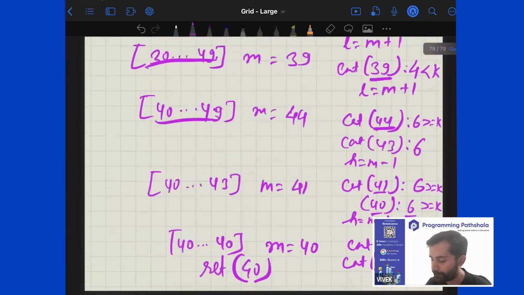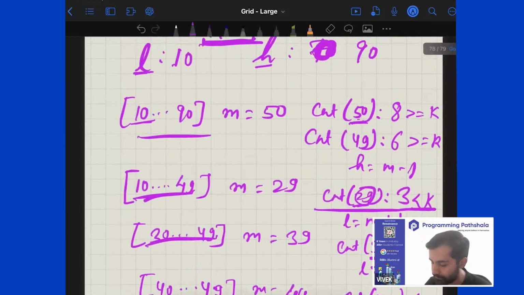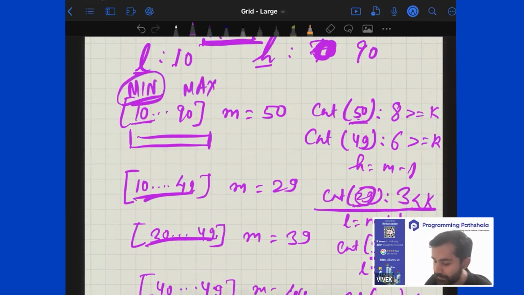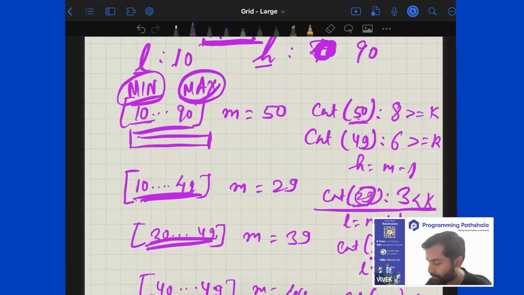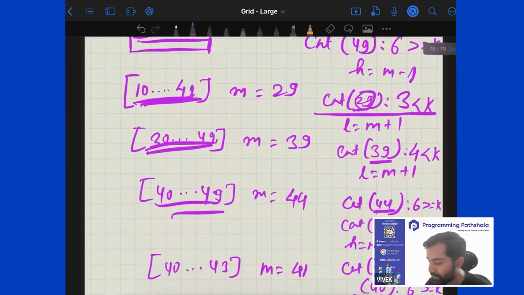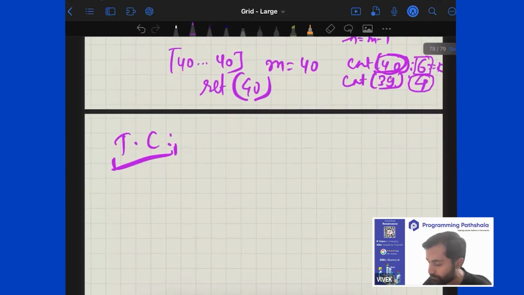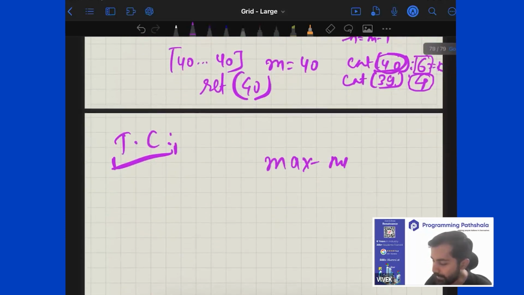Let's see. What is our initial range? Our initial range is from min to max. This min is the minimum element of the array, and this max is the maximum element of the array. Correct? And in every step, the range is becoming half, half, half. So the initial size of your range is max minus min, and every time it is becoming half. So the number of iterations will be log of this thing base 2.